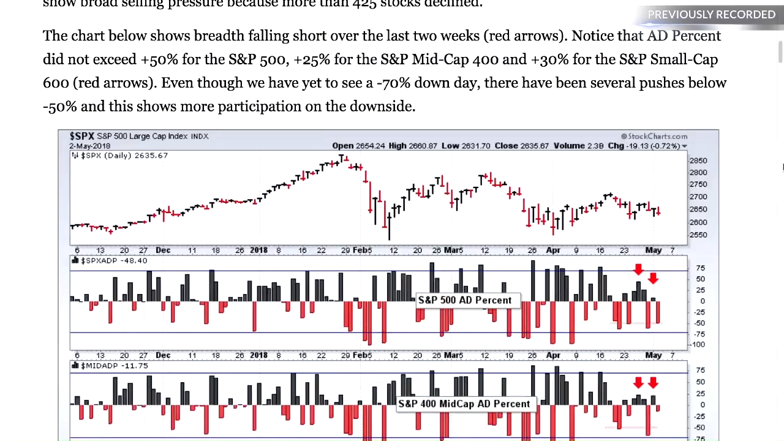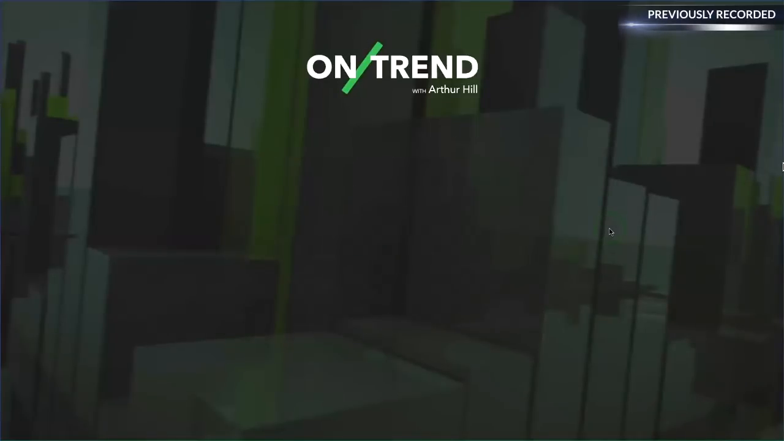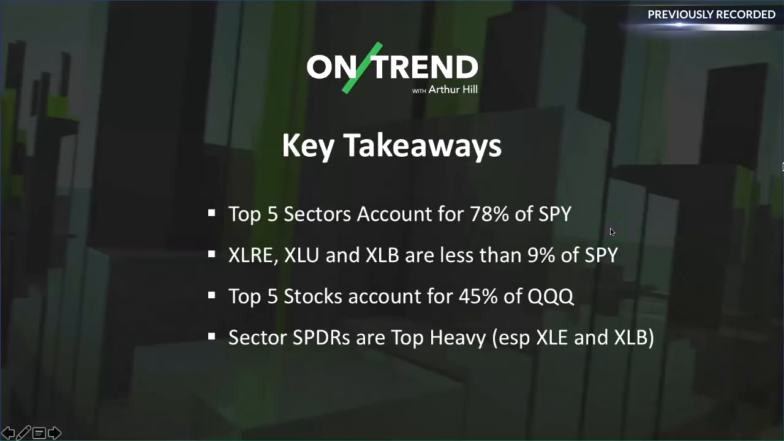And just to sum up what we got going on here, the top 5 sectors account for 78% of the ETF. All right. Don't worry about those bottom 3. They're not going to help. The top 5 stocks. All right.